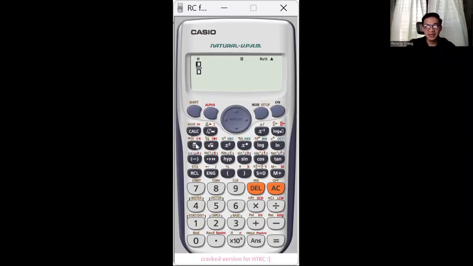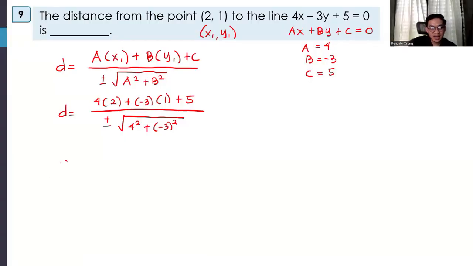Let's substitute in our calculator. We have 4 times 2 plus negative 3 times 1 plus 5. Below, we have the square root of 4 squared plus negative 3 squared. And our distance is equivalent to 2. So, let's write, class, our answer is equivalent to 2.